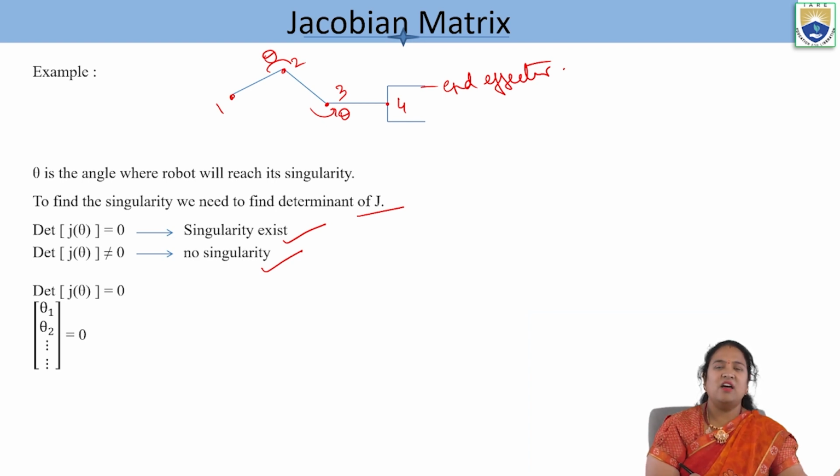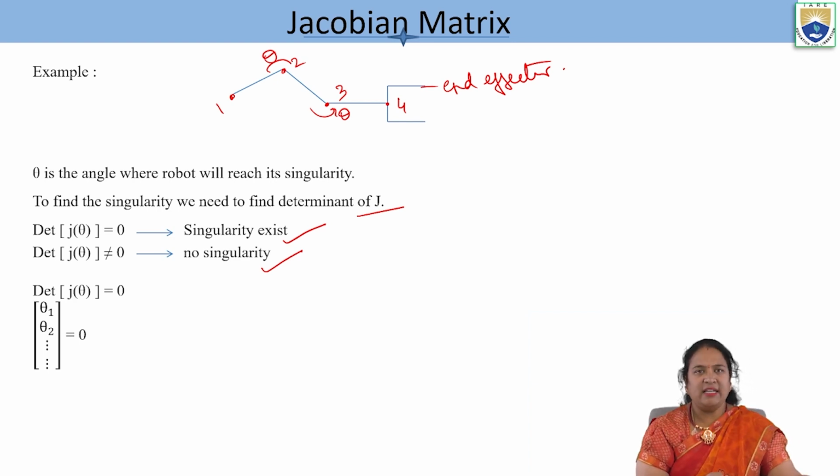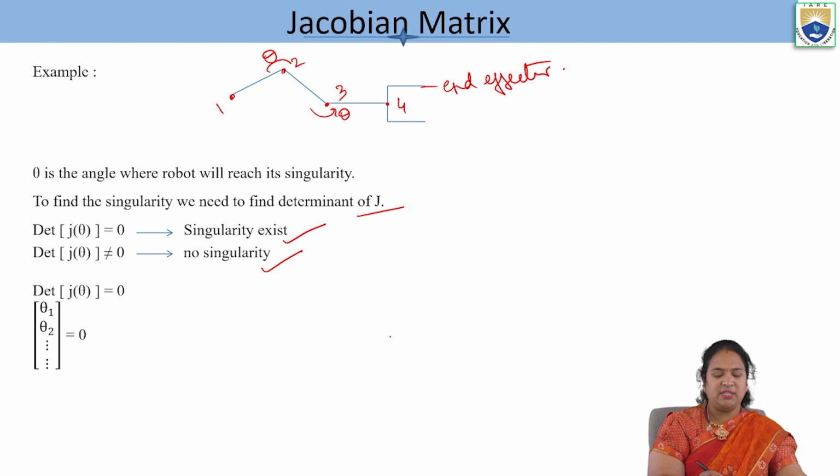That is, it is robust, it is rigid, it cannot have any particular type of movement, right? So when the determinant of the Jacobian theta is equal to 0, the robot is said to be under the singularity condition, right? And any robot whose determinant of the Jacobian theta is not equal to 0 is said to be non-singular, that is, robust or rigid.